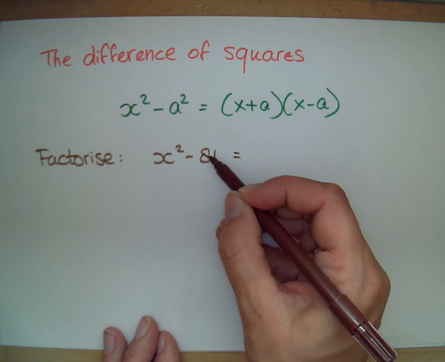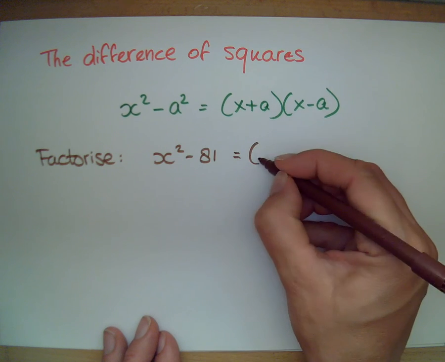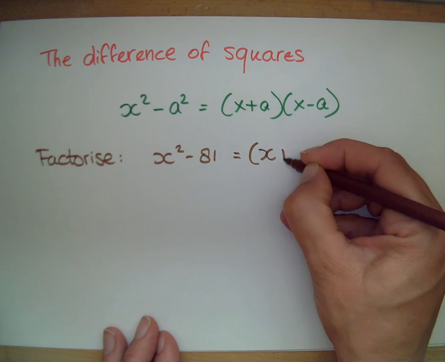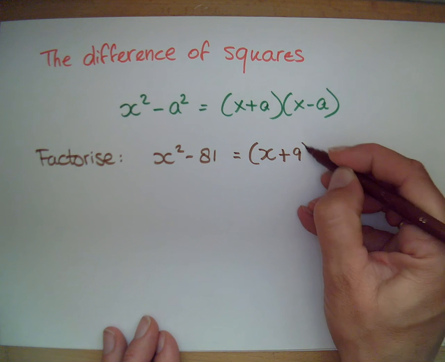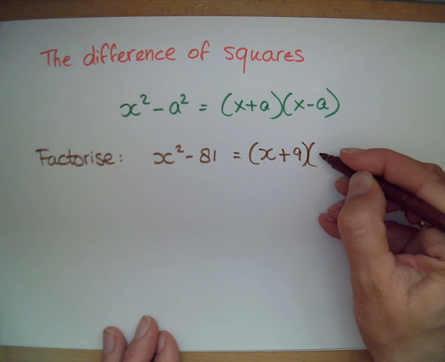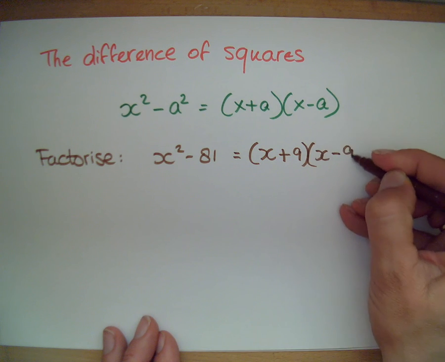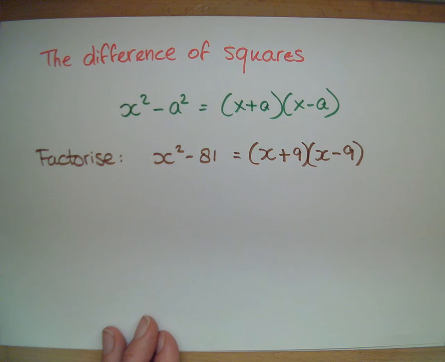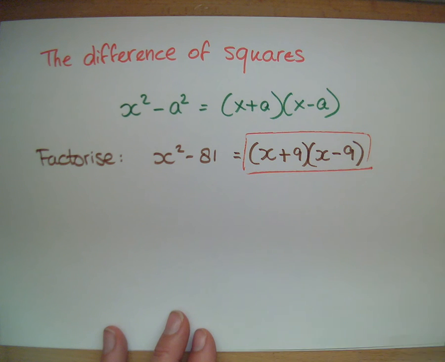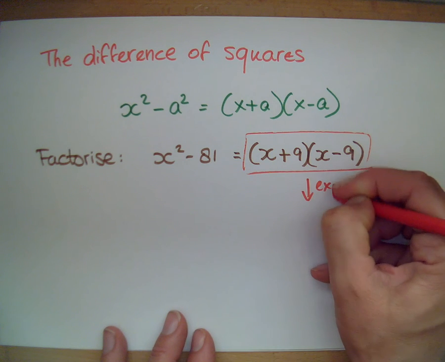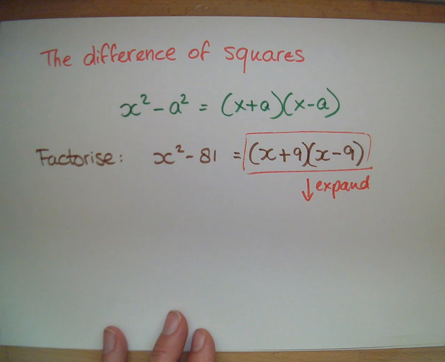a squared is my 81, right? The answer should be x plus the square root of 81, which is 9. 9 times 9 is 81, times x minus 9. And let me just expand that to see. I'm going to put my box around it because I'm totally sure. Let me expand it to see if that was correct.